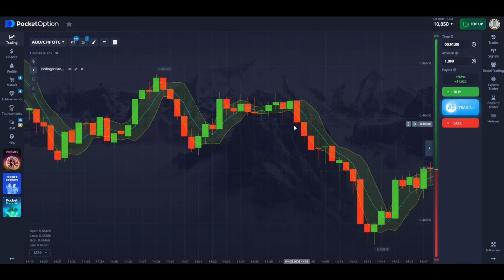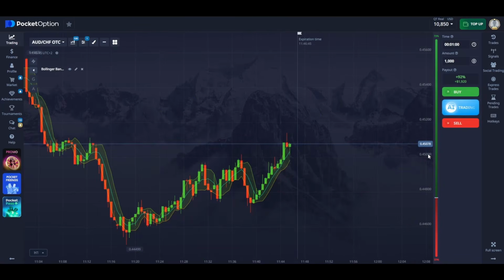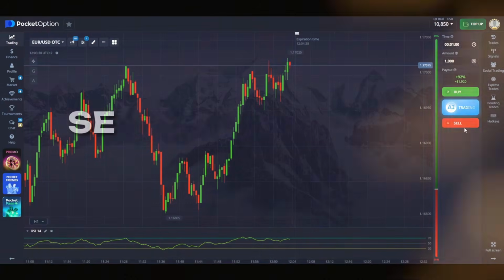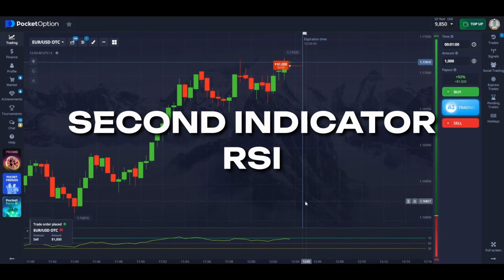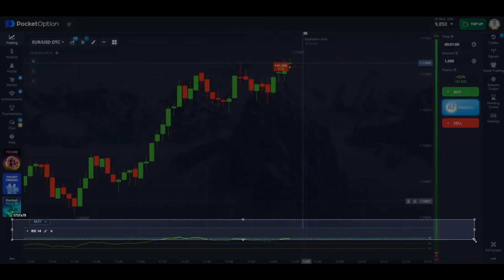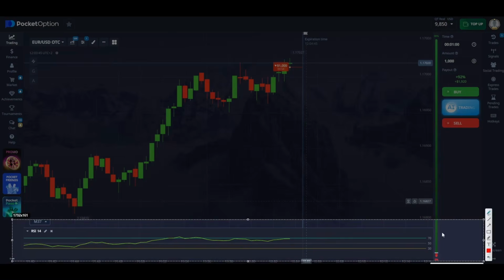So when the price is just stuck in one place, guys, that was the first indicator, the Bollinger Bands. Now, the next indicator we have is the RSI, and it works just as simply. We have the 70 zone and the 30 zone. The 70 zone means the market is overbought. Look, when the price approaches the 70 zone or goes beyond it, it indicates overbought conditions.